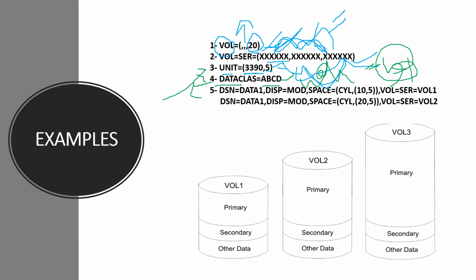When their data set gets assigned to this data class, it will automatically take those 5 volumes. Okay, coming to that, there is another thing here called candidate volumes, which I forgot to tell you before. What are candidate volumes?